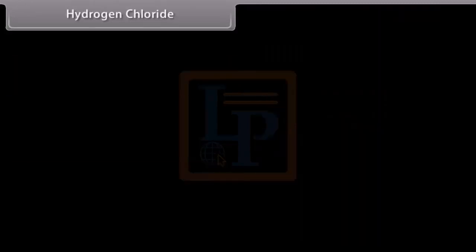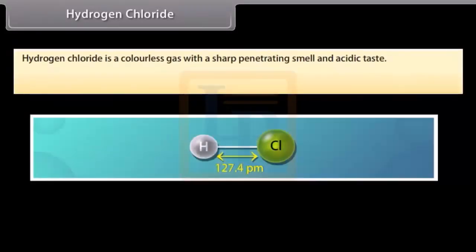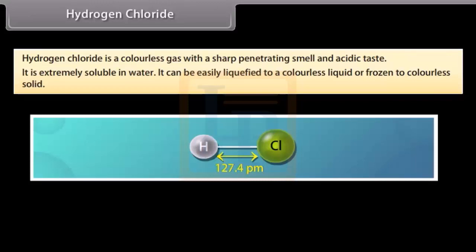Hydrogen chloride. In 1648, Glauber obtained hydrogen chloride by heating common salt with concentrated sulfuric acid. It is a colorless gas with a sharp penetrating smell and acidic taste. It is extremely soluble in water. 1 volume of water dissolves about 450 volume of hydrogen chloride under ordinary conditions.